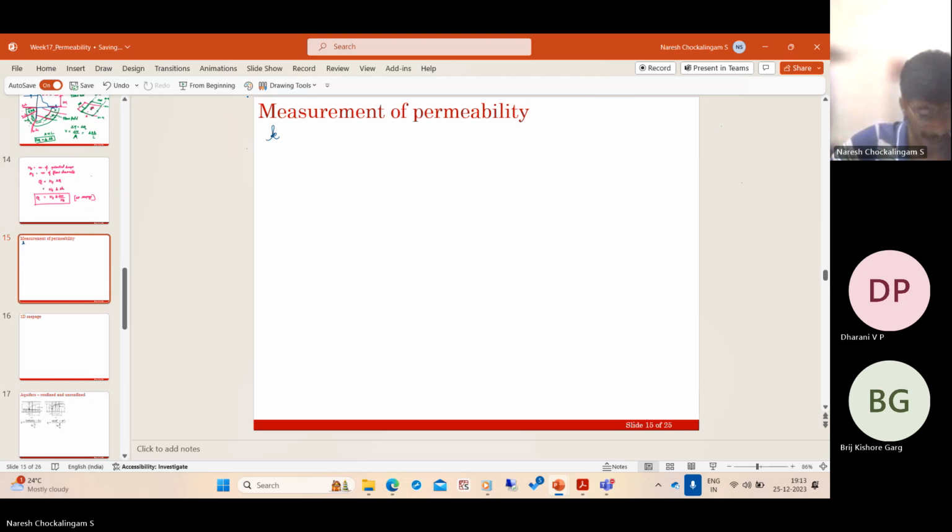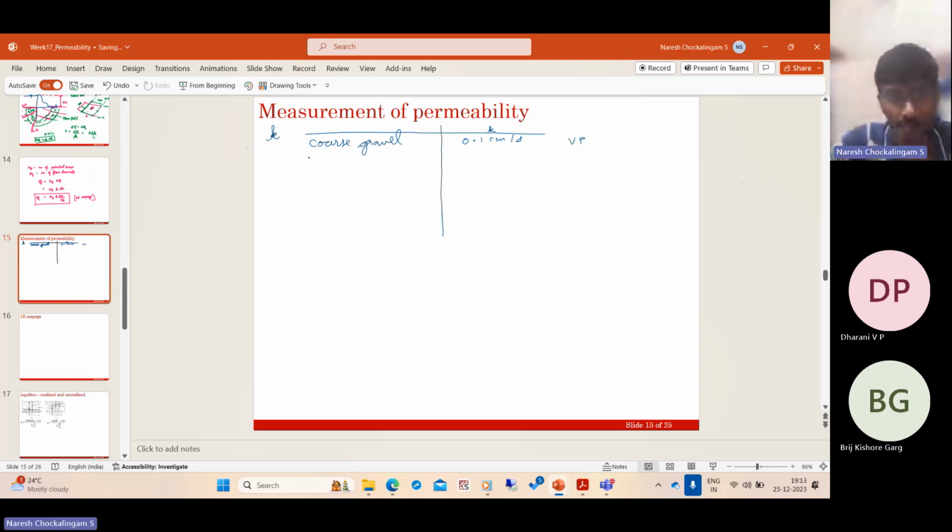So if you take something like coarse gravel, the permeability is of the order of 0.1 centimeter per second, right? So this comes under very permeable. And if you take something like sand, which is also granular soil, the permeability varies between 10 power minus 3 to 10 power minus 1 centimeters per second.